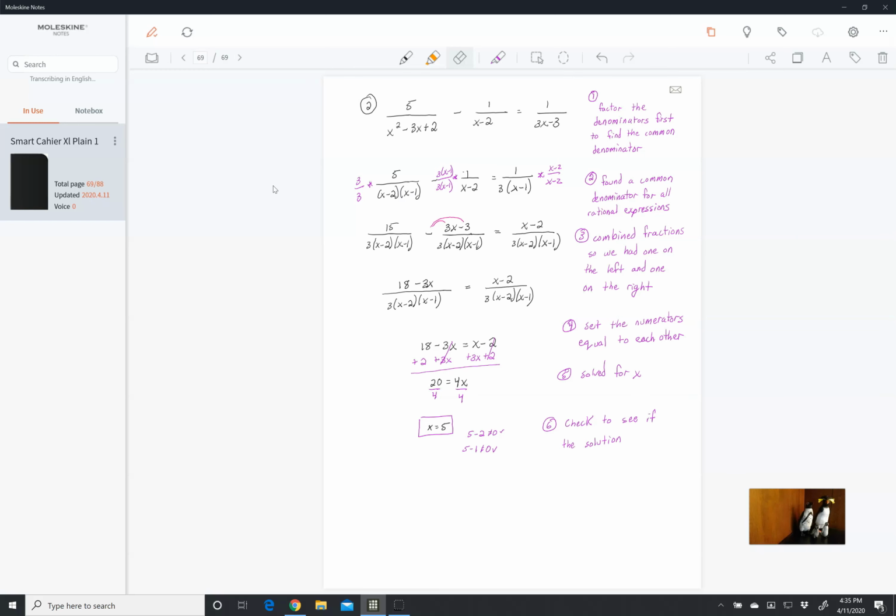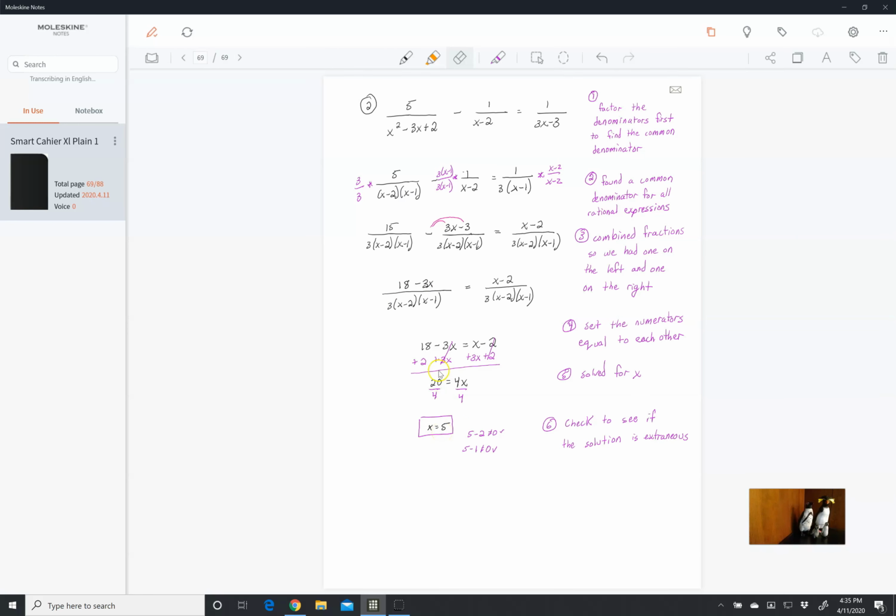We've only had linear equations, so we've only had one solution. Sometimes you might have something quadratic, so you might have 2 solutions, okay? I'm not going to write this out all the time, because every single problem works the same way. If your denominators are not factored, factor them. Find a common denominator, combine the fractions so you have 1 fraction on the left, 1 fraction on the right. Ignore the denominators and set the numerators equal to each other. Solve, and then check for extraneous solutions.